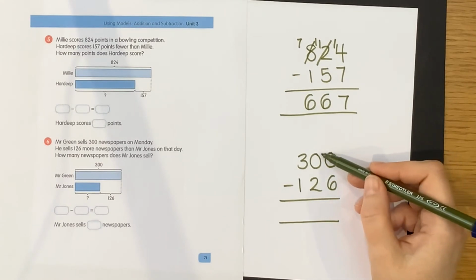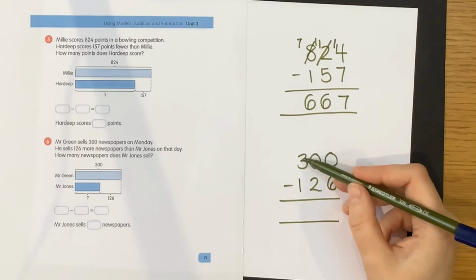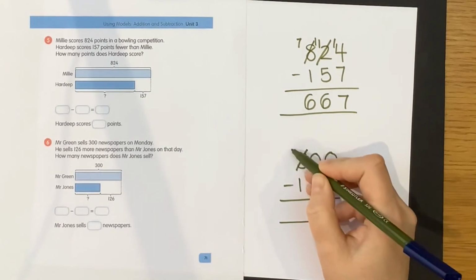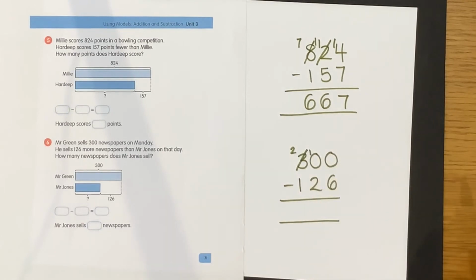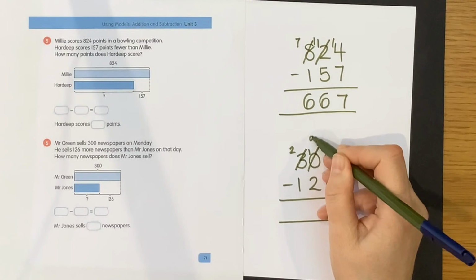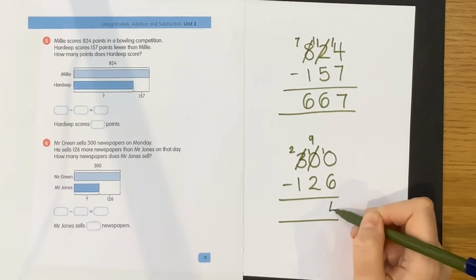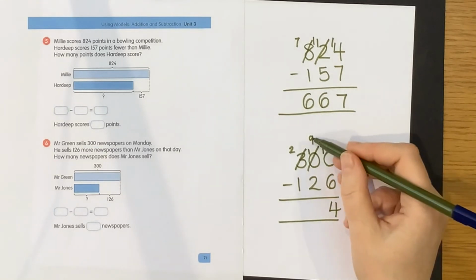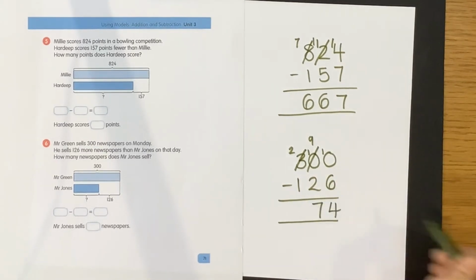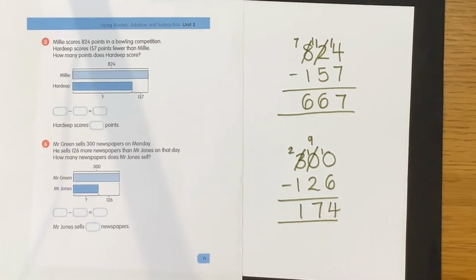So I'm going to exchange a ten. Oh, but I don't have a ten. So I'm going to exchange 100. I'm going to regroup 100 into 10 tens. I want one of those tens for 10 ones, so I'm going to leave 9 behind and make 10 ones. 10 ones take away 6 ones is 4 ones. 9 tens take away 2 tens is 7 tens. And 200 take away 100 is 100. So Mr. Jones sells 174 newspapers.